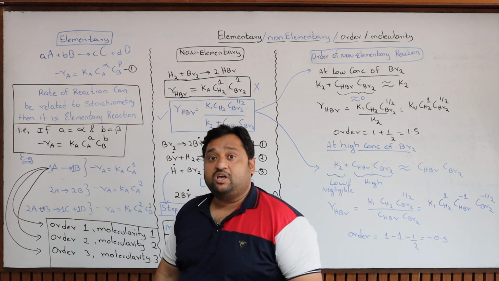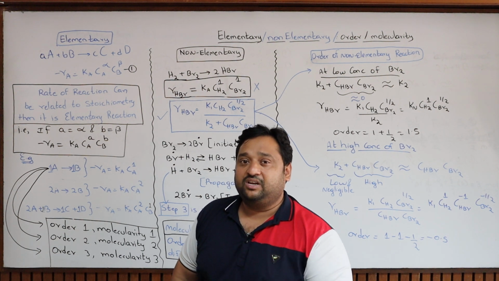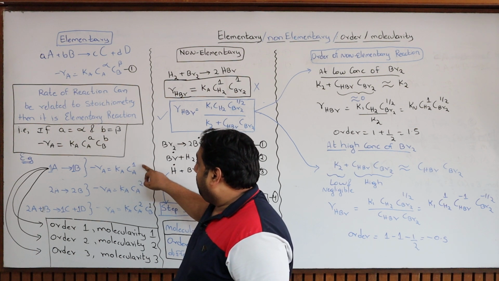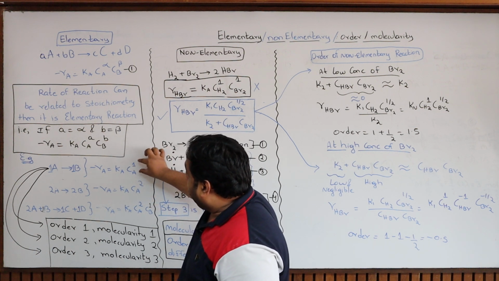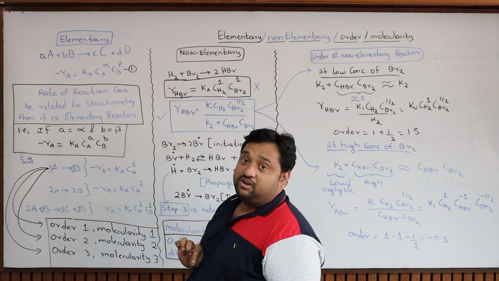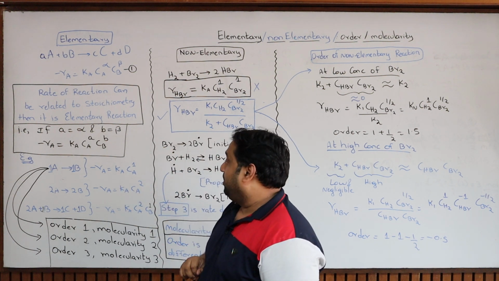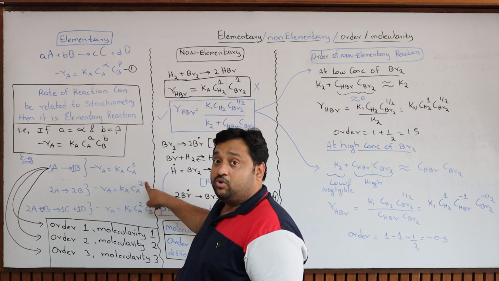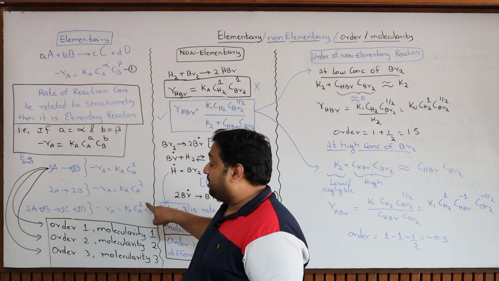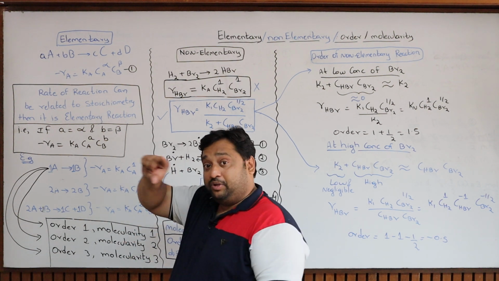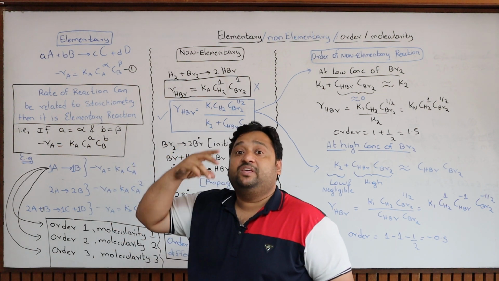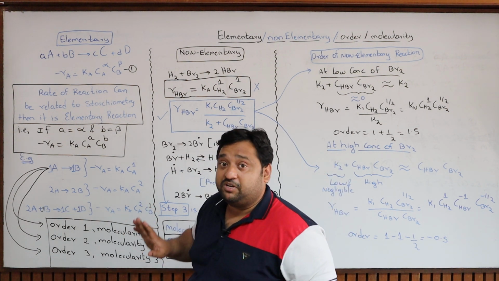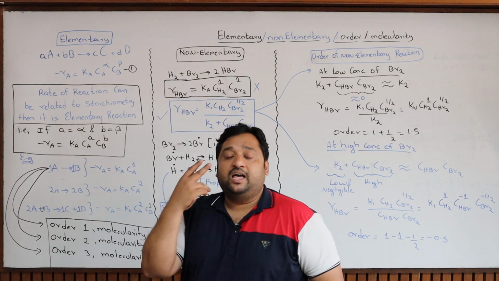In these 3 examples, how do we find out the order of the reaction and the molecularity? Order is the sum of the powers of all the concentration terms in the rate expression. For example, here the order is 1, here the order is 2, here the order is 2 plus 1, which is 3. You have to add together all the powers of the concentrations of all the molecules involved in the rate expression. Okay. What is molecularity?